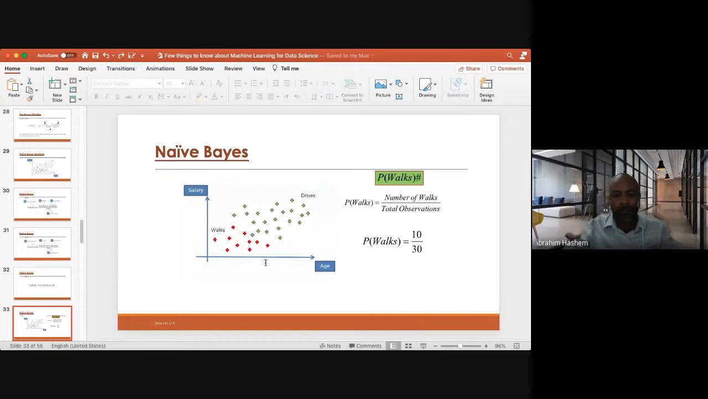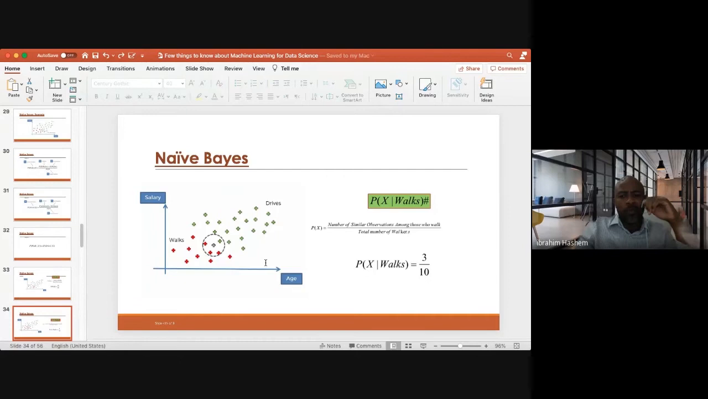And again, we need to calculate the marginal likelihood, which is the probability of X. The probability of X is the number of similar observations divided by the total. So let's say we randomly draw a circle, and this circle shows those people who are close to our data point, similar, with a similar observation. Let's say 3 from the red and 1 from the green. This is random. You can increase the number of similarities, meaning the circle can grow and be bigger. But let's say we have this circle which consists of 3 walks and 1 green.